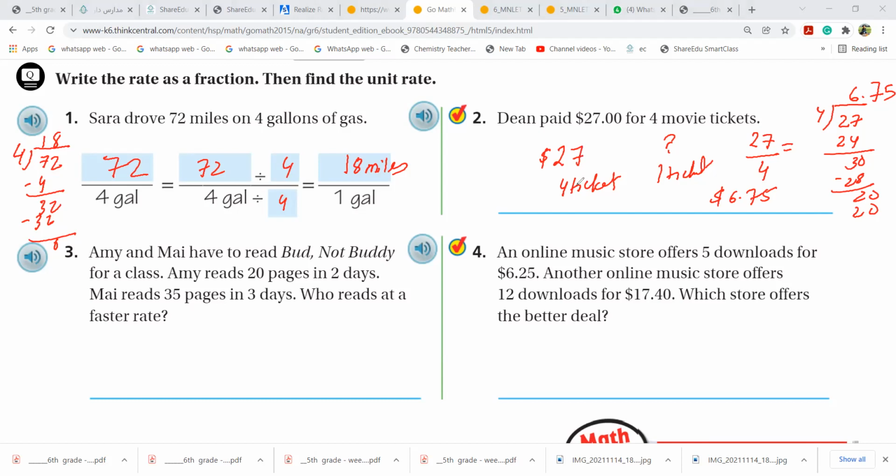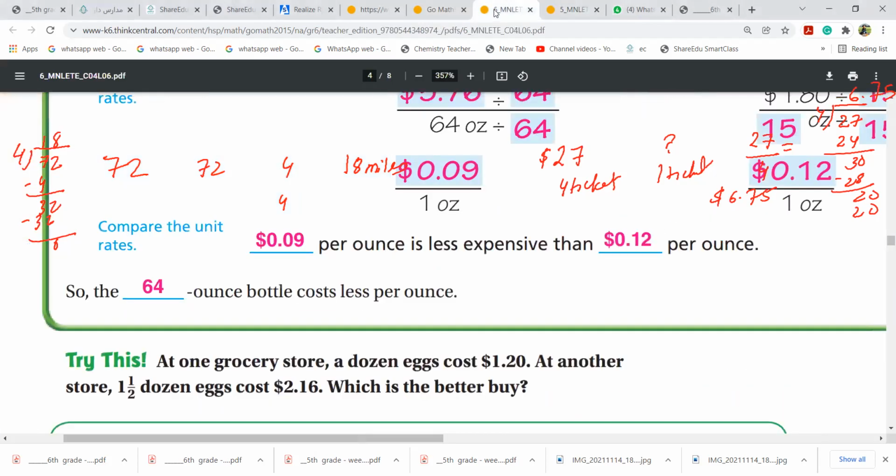$27 for 4 tickets. For 1 ticket, how much? It's 27 divided by 4. When I do it, I get 6.75.